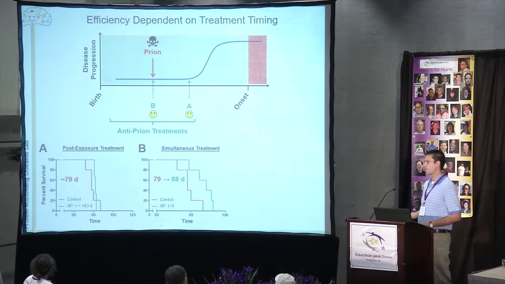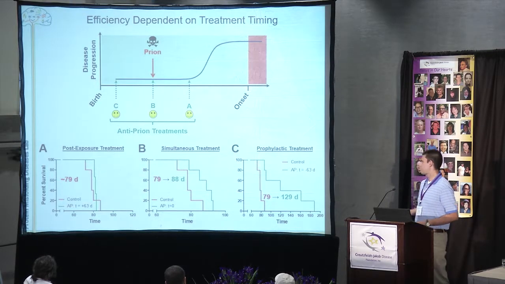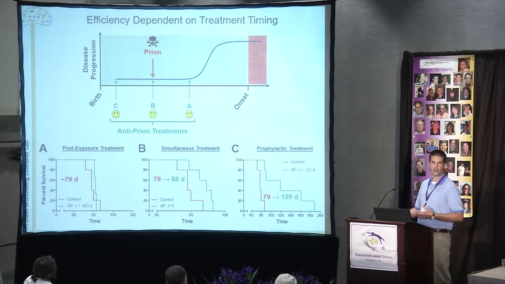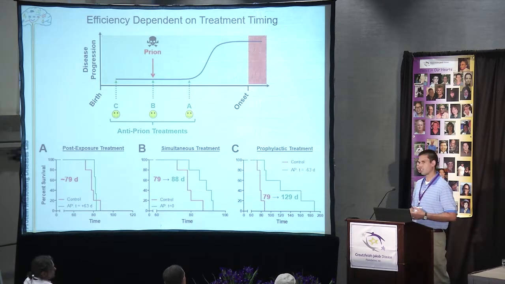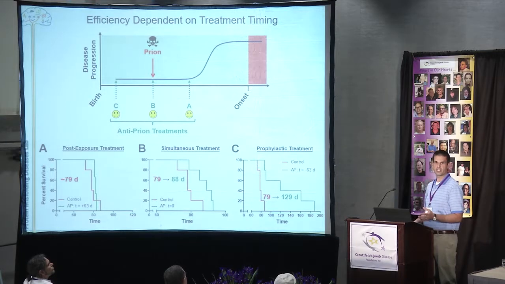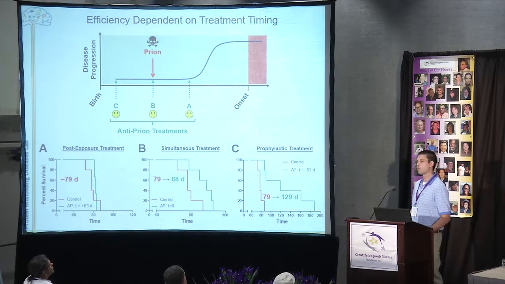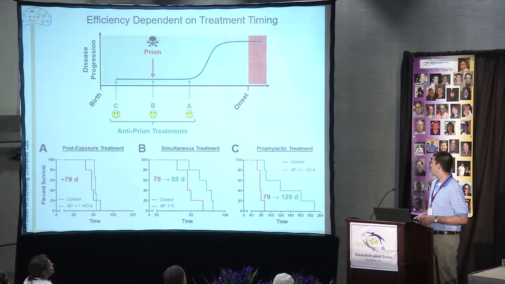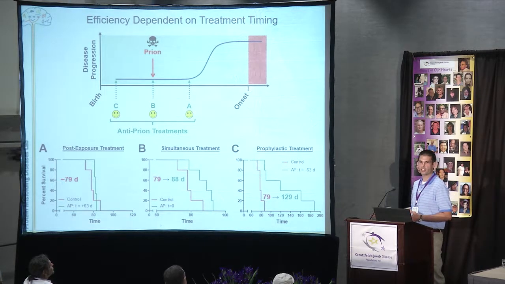So we still wanted to see if we could make our antiprion work more efficiently. So what we did is a prophylactic treatment. Basically what we thought is we'd give our antiprion a head start. So we injected the animals in the brain with the antiprion 63 days before we injected them with the pathogenic prion. Now when we do this, we see a huge change in the disease.